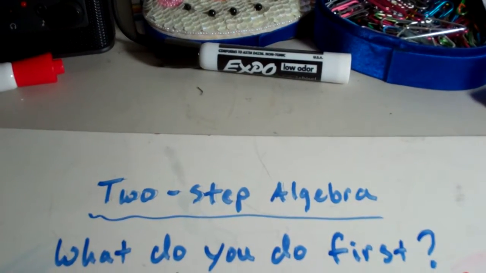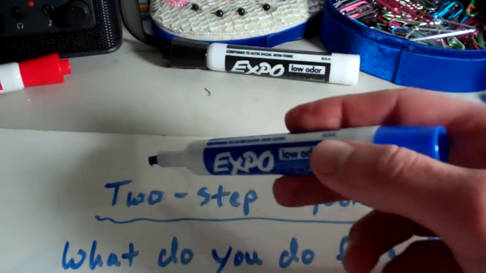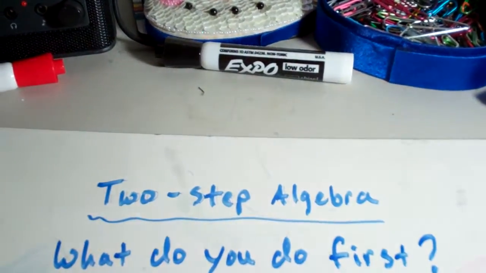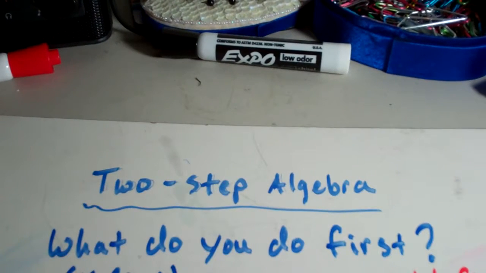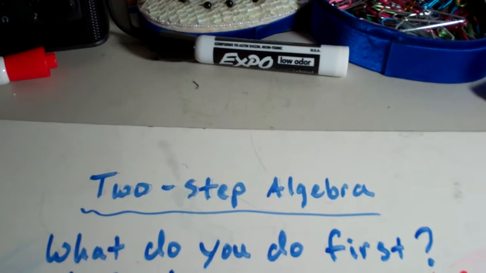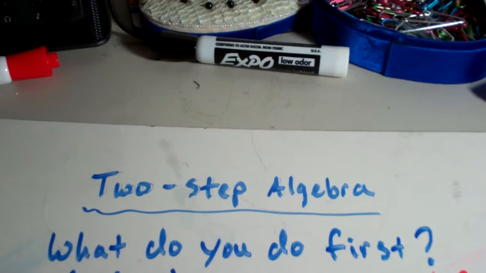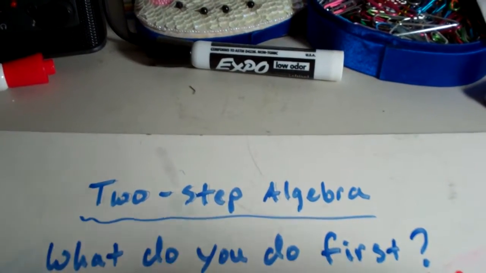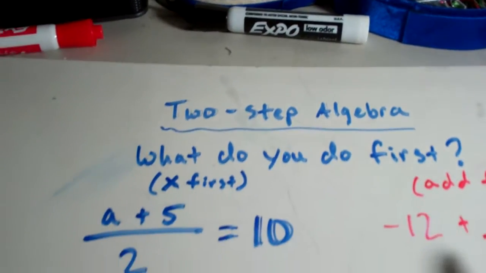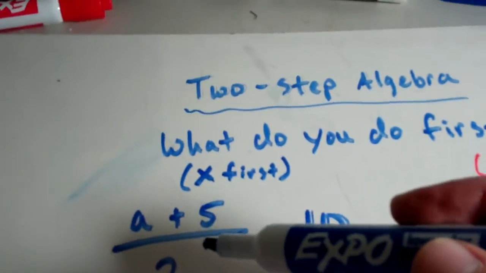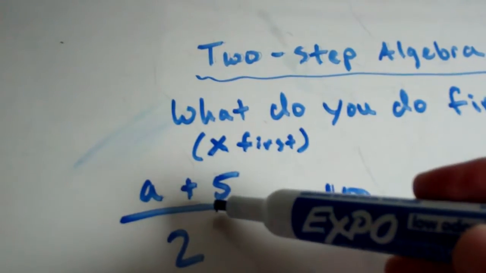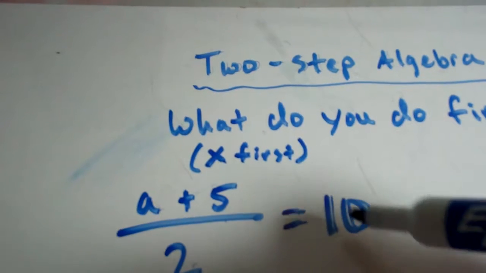We have some inverse operations. In fact, we have two inverse operations that must occur in order to get the variable alone, and we need to do them in a specific order to solve the problem correctly. I'm going to show two problems. My first problem is a plus 5 divided by 2 equals 10.